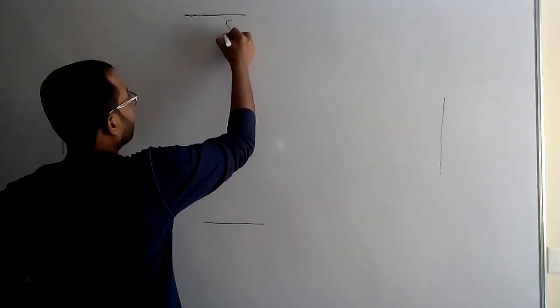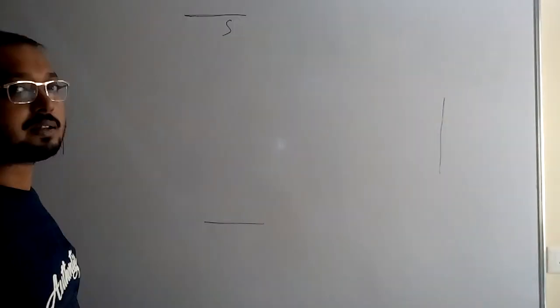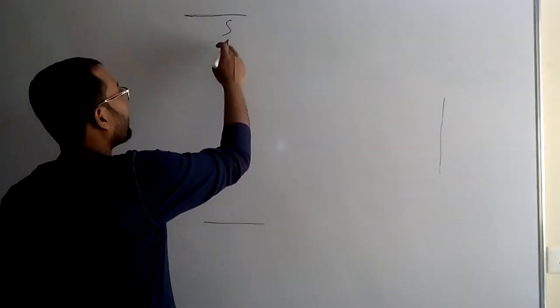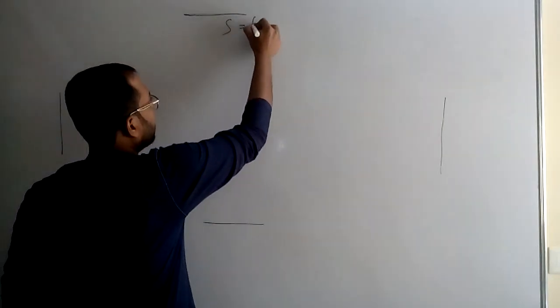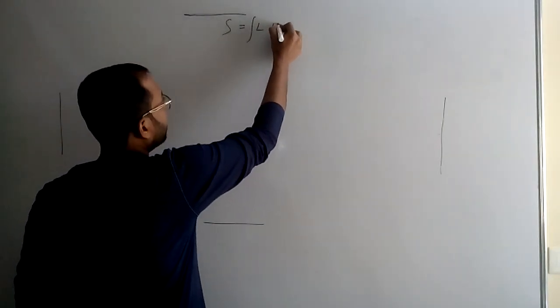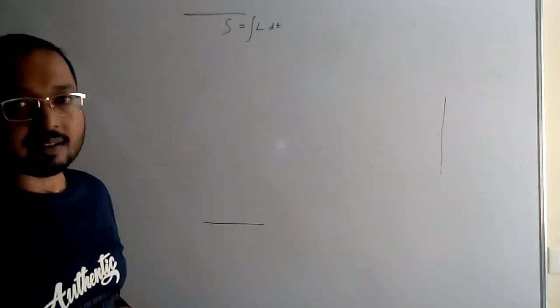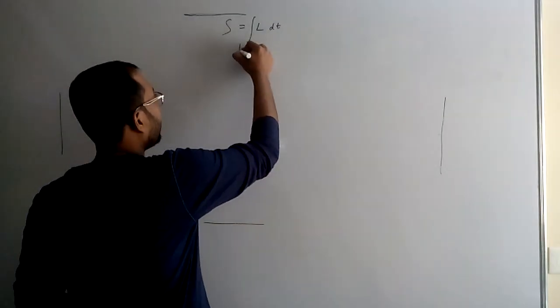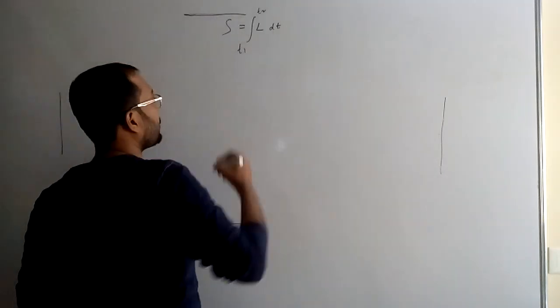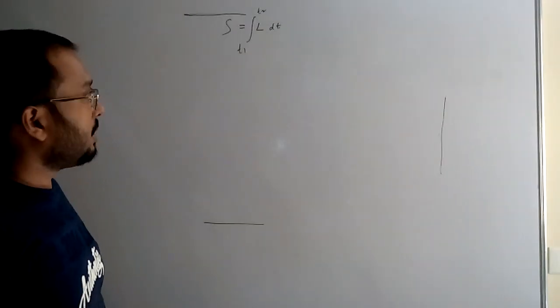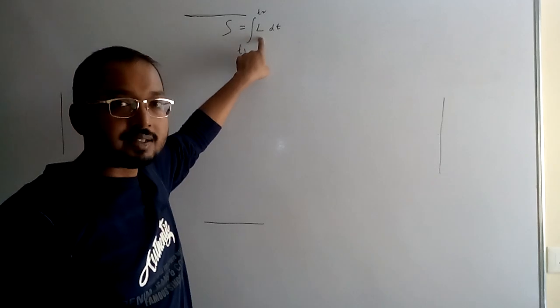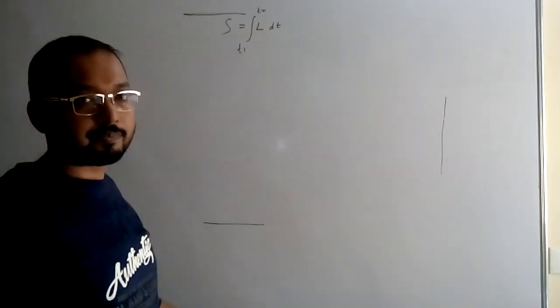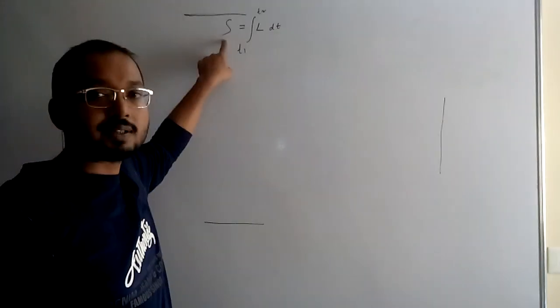The classical action is denoted by the letter S. It is a functional, it's not a function, and it is defined to be the integration of L dt, L being the Lagrangian. This is a definite integral and the limits are from t1 to t2. The Lagrangian is a function. So the classical action takes a function as its argument and returns a number. Therefore, the action is a functional.